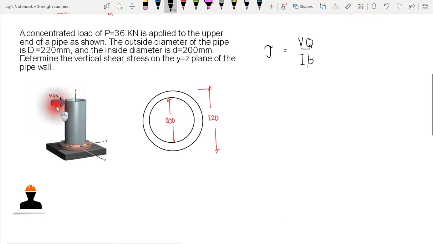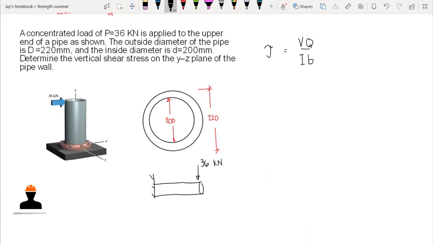Now, since our 36 kilonewton here is acting transverse or perpendicular to the longitudinal axis, this resembles a beam structure. It is the same as with the beam structure, wherein we have 36 kilonewton acting on the other end. Also, this is a cantilever beam, correct? So we have 36 kilonewton acting on the free end.